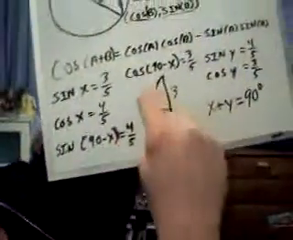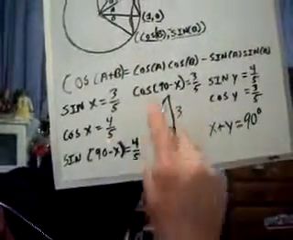Now let's take a look at this triangle here. We have 3, 4, and 5. And we have two angles here.